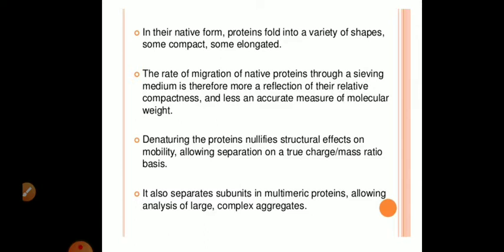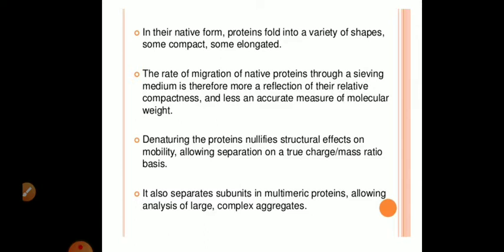Number one, urea. Urea is used to break hydrogen bonds that are present in proteins reversibly. The concentration in which urea is used is 3 to 12 molar. So the first solubilizer is urea, used to break hydrogen bonds reversibly in a concentration of 3 to 12 molar. The second solubilizer is sodium dodecyl sulfate.